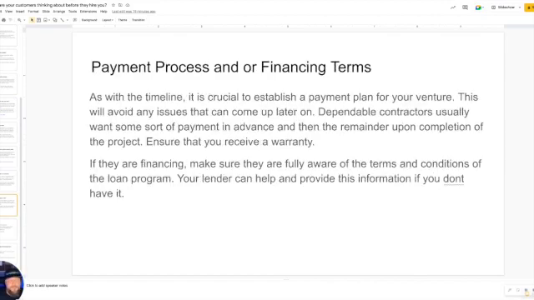Payment processing or finance terms. As far as the timeline, of course, it's crucial to establish payment in your venture, whether you're doing draw schedules or offering financing through unsecured loans. Make sure that your customers are aware of the terms and conditions of the loan program, right?